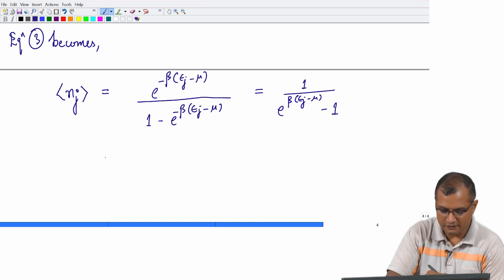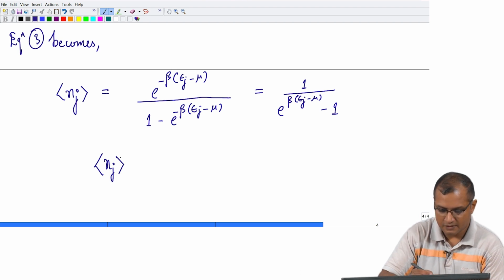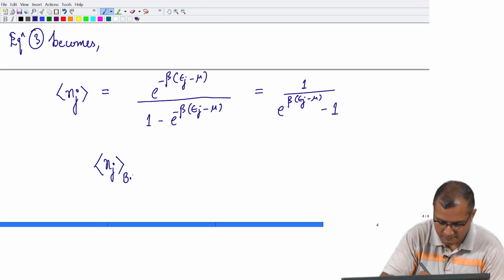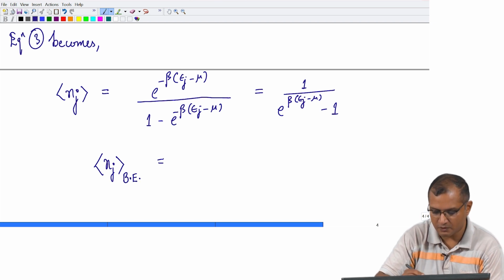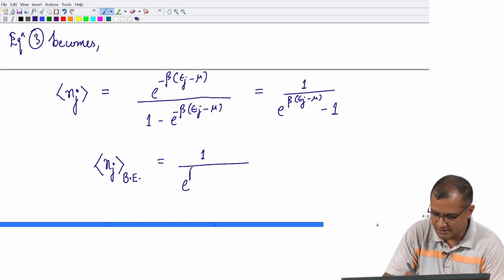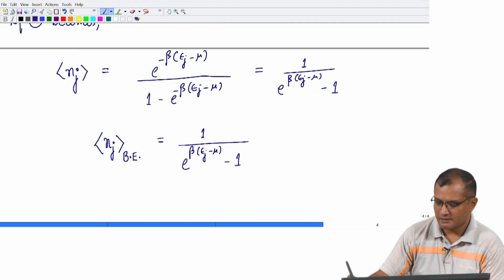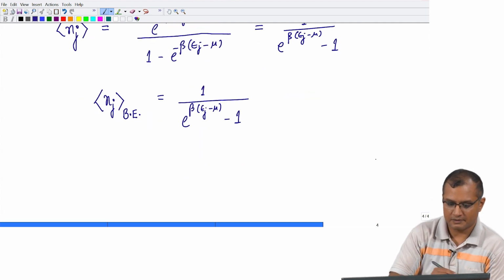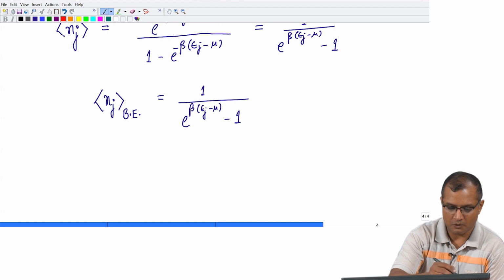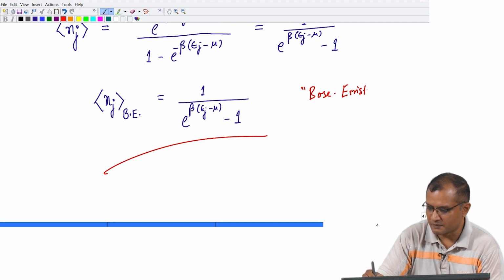So, this is the boson statistics, which is called Bose-Einstein statistics. I am just going to write down BE to remind the user that this is the Bose-Einstein statistics for the system of bosons. So, this is going to be a very important result that we will be using in subsequent lectures.